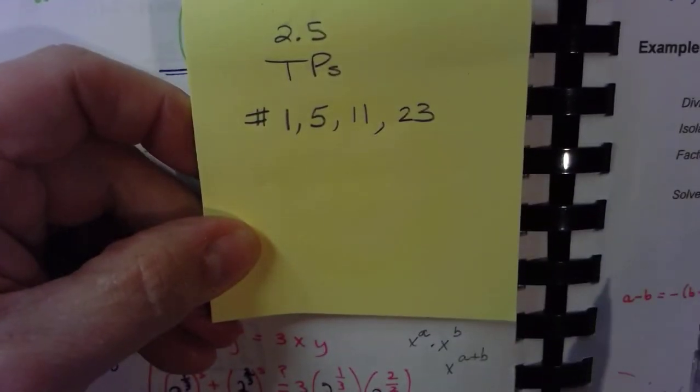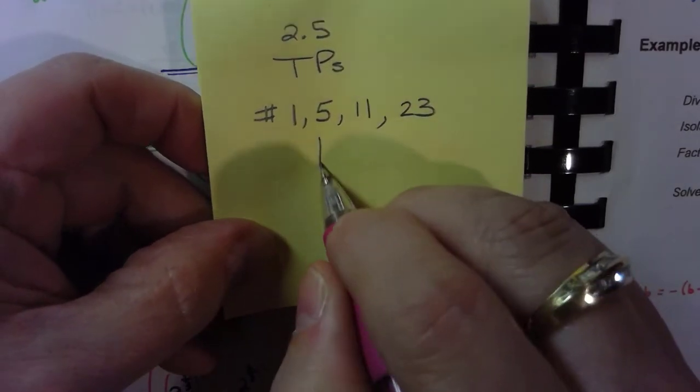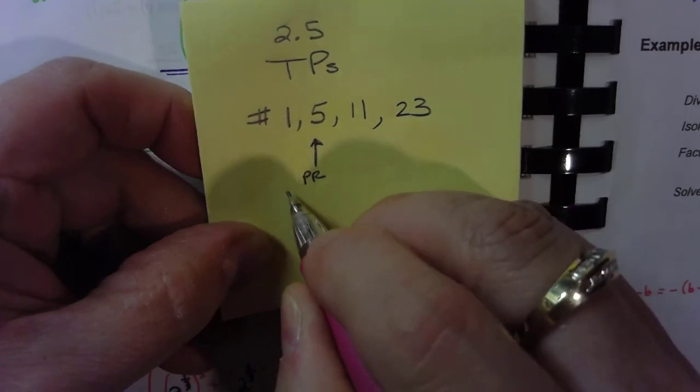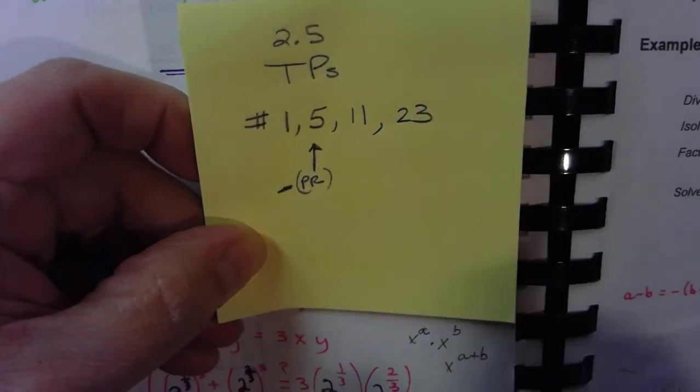Your TPs for section 2.5 are 1, 5, watch the product rule, and it follows a negative sign, 11 and 13.